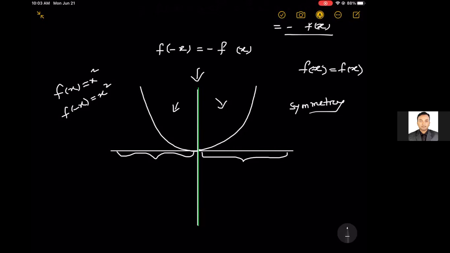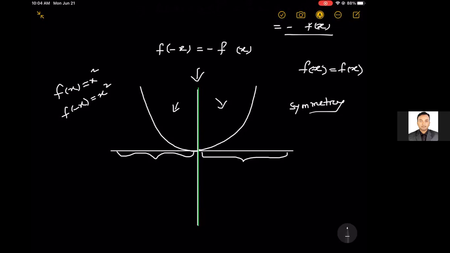And for the critical points, we know that either there will be a minimum or maximum value at that point, or the first derivative will not exist at that point. That means there will be a corner point, or in other words, if we draw a tangent line there, it will be vertical to the x-axis. We know the definition, so we can use this.